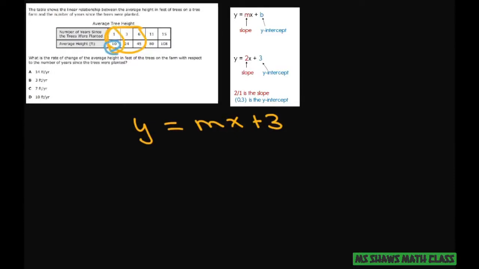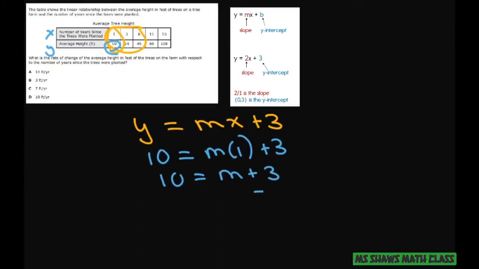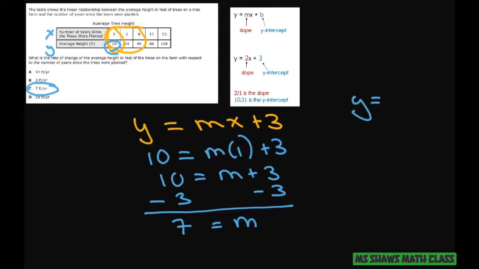My y is 10, I'm calling this y, this x. So 10 equals m times 1 plus 3. And then I have 10 equals 1 times m, which is just m, plus 3. And if I subtract 3 from both sides of the equation, I get m equals 7. So your slope is 7 feet per year. And if you had to write the whole equation, that would be y equals 7x plus 3.